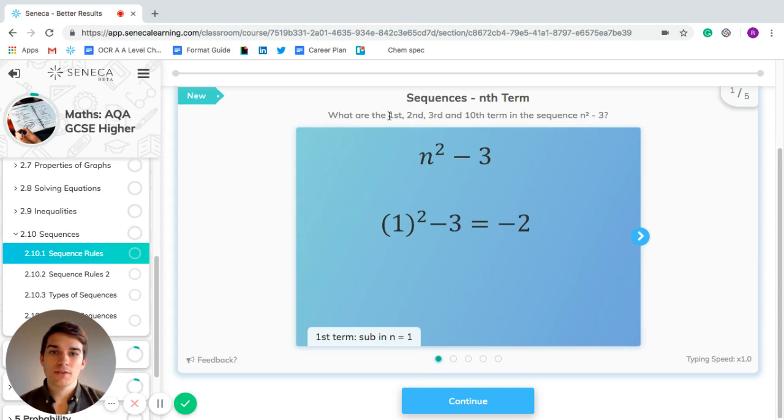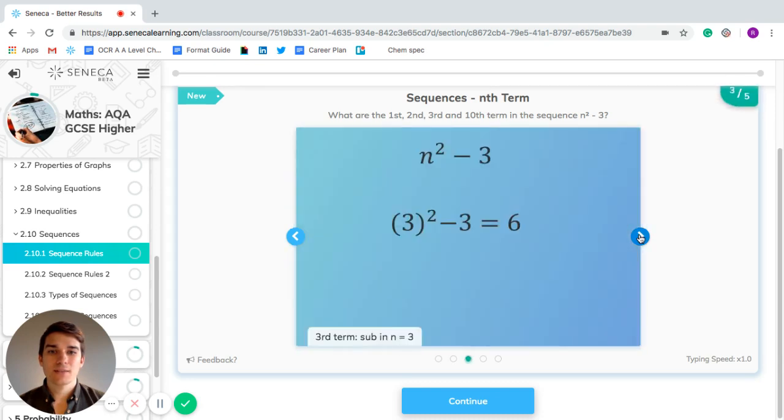So let's start by finding the first term in that sequence. We put in n equals 1. 1 squared subtract 3 would give us minus 2. So minus 2 would be the first term. Let's think about the second term. Again, substituting n equals 2, so 2 squared subtract 3, which equals 1.